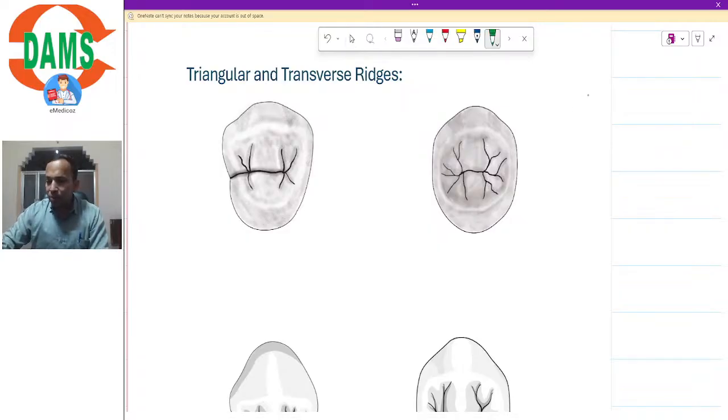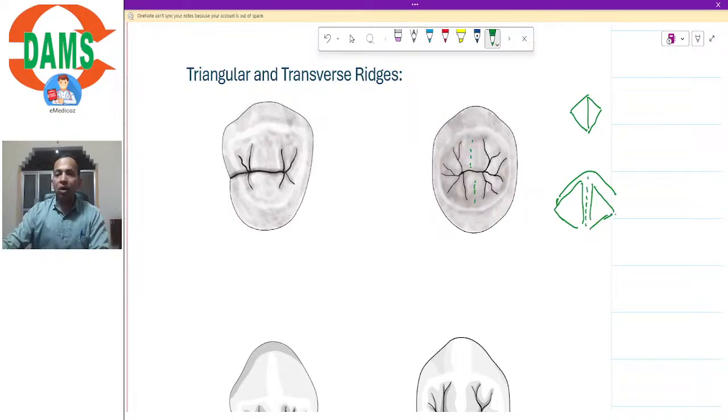Whenever you have a cusp, a cusp is almost a triangular feature. So on either side of the cusp, you will have a triangular slope. So let's say this is the cusp, isn't it? Descending from the cusp is a ridge towards the occlusal surface. On either side of this ridge, you will have spaces which appear to be almost triangular, and that's why this ridge is known as the triangular ridge. So each cusp has a single triangular ridge. The buccal cusp has one triangular ridge and the lingual cusp has one triangular ridge.